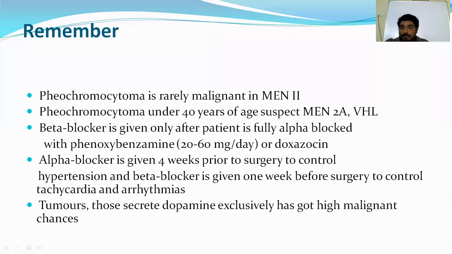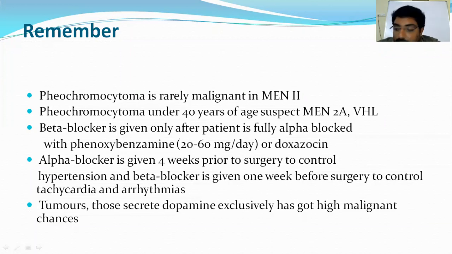These are the topics, and remember the important points. Pheochromocytoma is rarely malignant. Pheochromocytoma under 40 years of age, suspect MEN 2A and VHL syndrome. Beta blockers are given only after the patient is fully alpha blocked with phenoxybenzamine. Before surgery, we have to control the hypertension. Alpha blockers are given 4 weeks prior to surgery to control hypertension, and beta blockers 1 week before surgery to control tachycardia and arrhythmia.